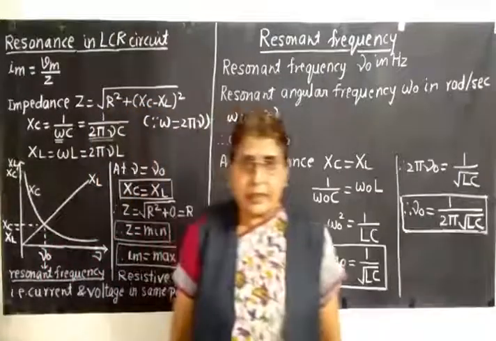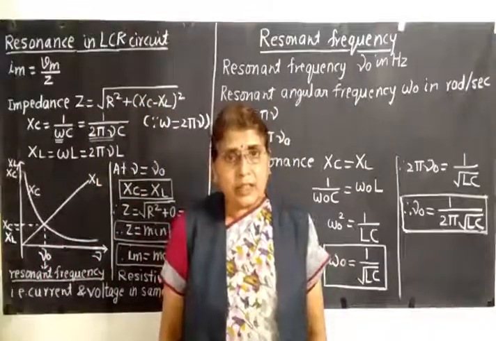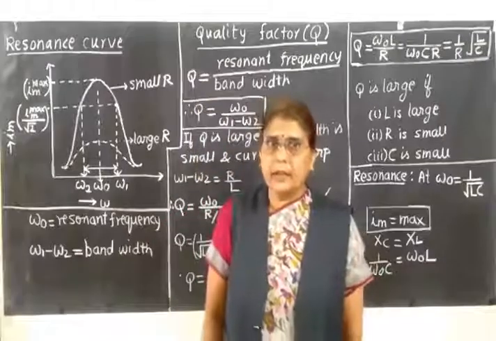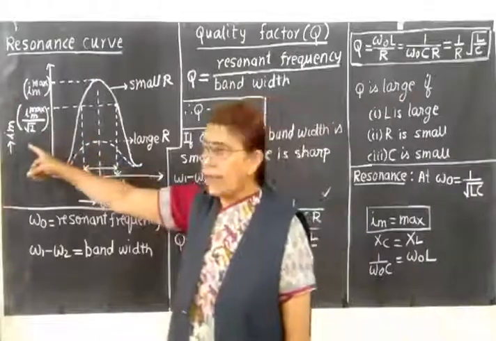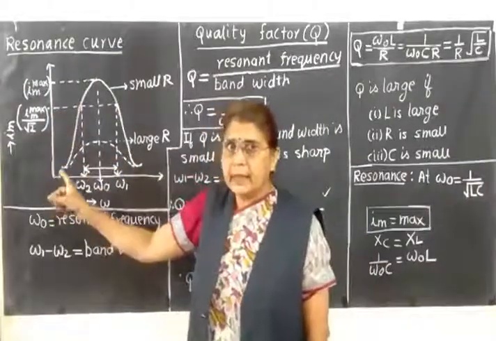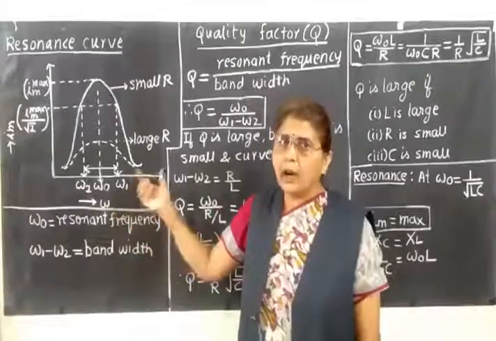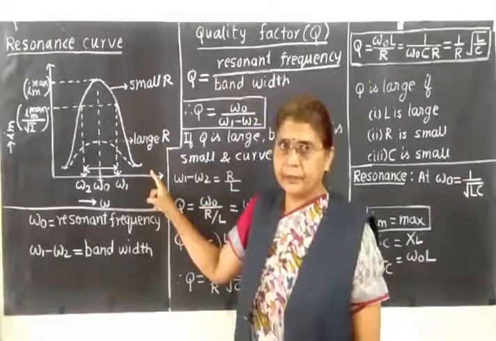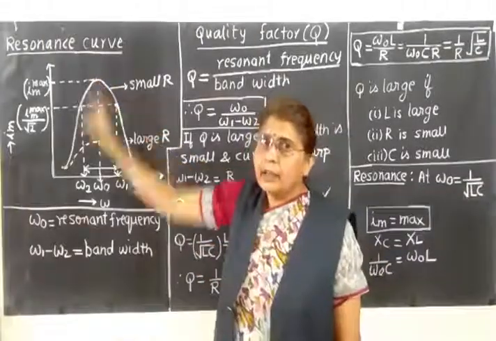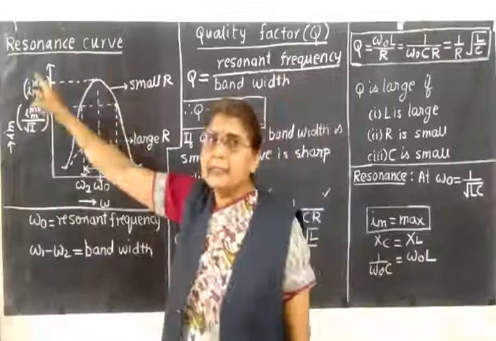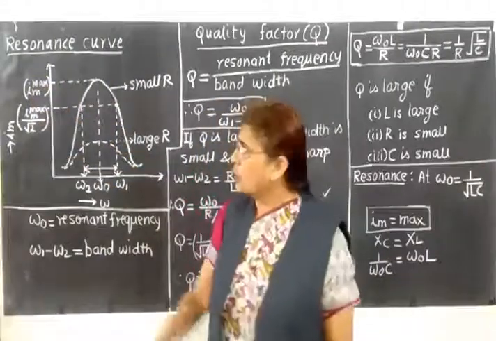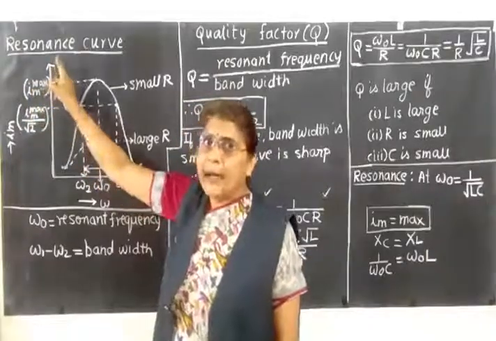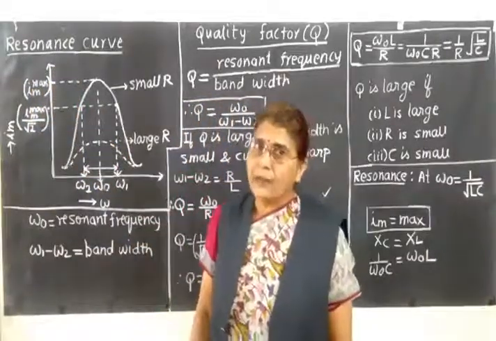Now the next point we shall study is we shall draw a resonance curve for LCR circuit. The resonance curve is a graph of current amplitude Im on the y-axis and the angular frequency omega on the x-axis. You will see that the graph is a curve like this. This is the peak point of the curve and it corresponds to the maximum value of current amplitude. We shall denote the maximum value of current amplitude as Im max. Max stands for the maximum value of Im.